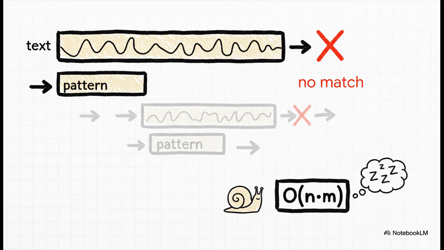This is what we call O of n times m complexity. All that really means is for a long text and a long pattern, the number of checks you have to do just explodes. You'd be waiting forever.